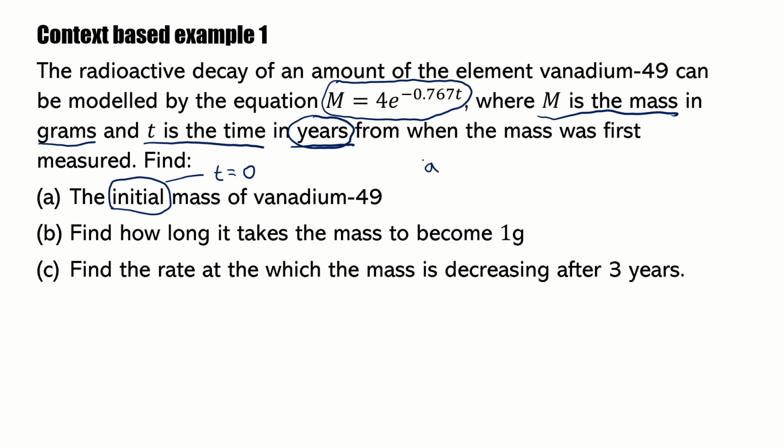So for part A, all we've got to do is plug t equals 0 into this expression. Now, a big mistake a lot of people make when plugging 0 into things is getting into lazy bad habits and just assuming if you plug 0 into anything, it's always going to become 0. But it doesn't. In this case, because the 0 is in a power, we have 0 times minus 0.767, which does become 0 in the power. But then anything with a power of 0, except for 0, will just become 1. So we got 4 lots of 1. So the answer is, initially, there are 4 grams.